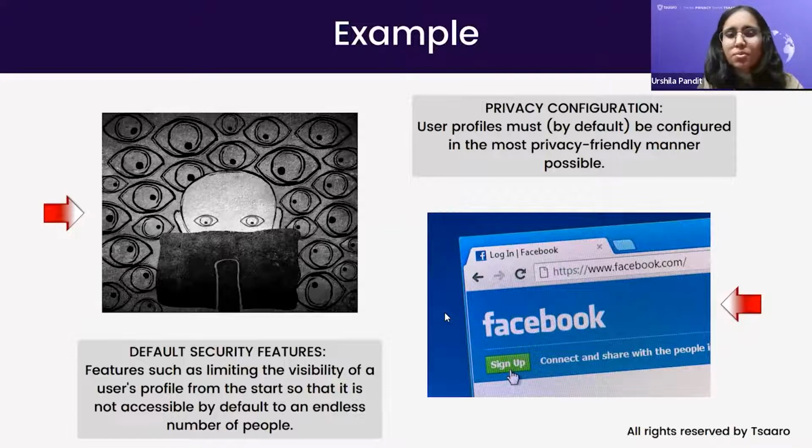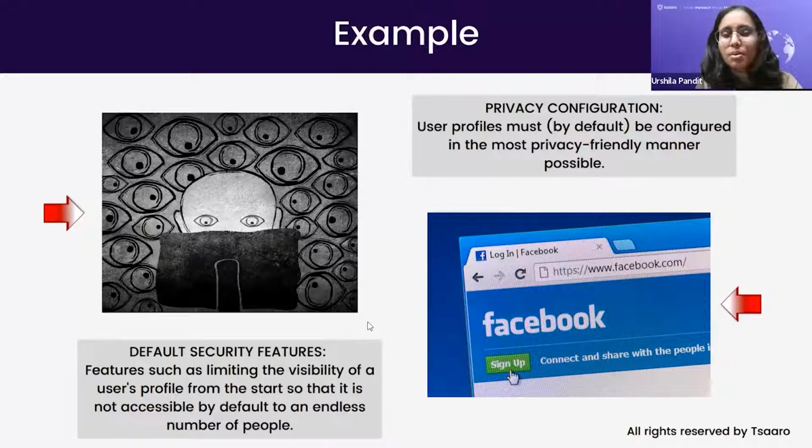So an example of this would be your default security features or your privacy features on, say, an app, something like Facebook. If you, for example, make sure that a user's profile is actually private by default as soon as they download the application, and only if they want it to be public, then they can turn on the public feature and then their profile becomes visible to everybody else. So this is a case in which you would actually have privacy by default.